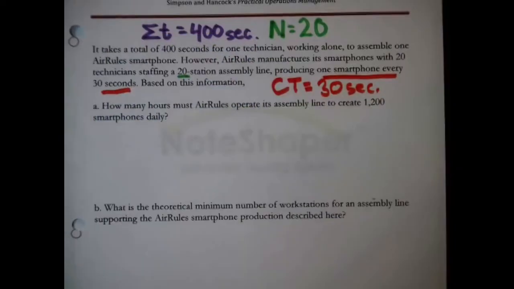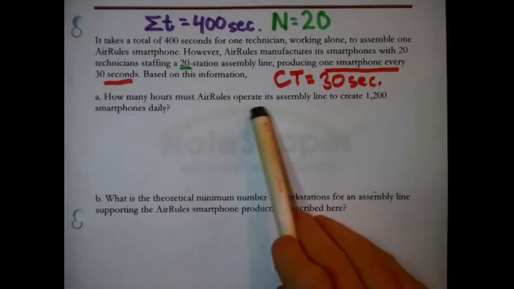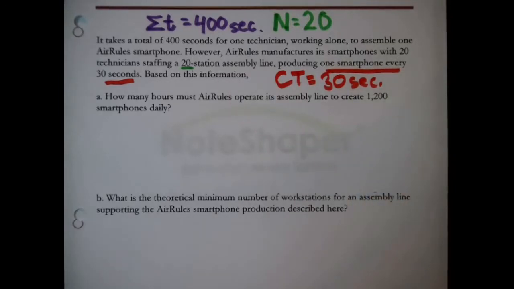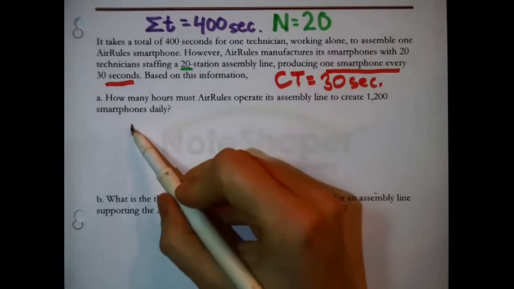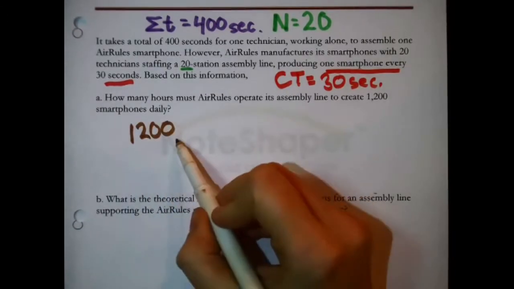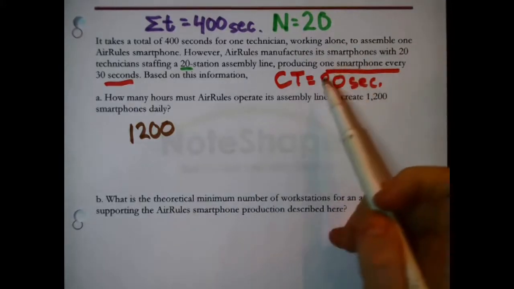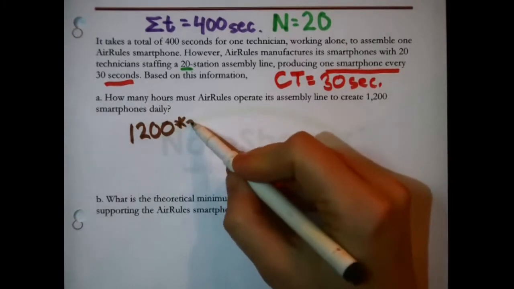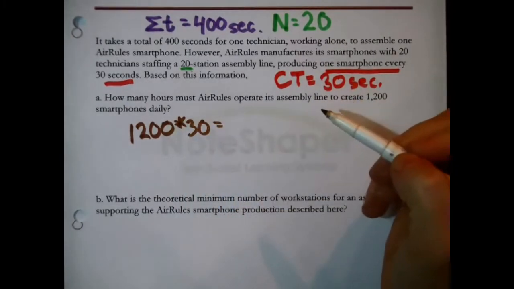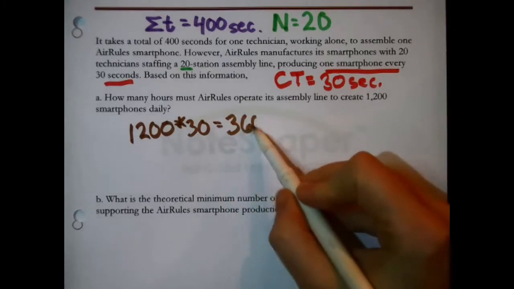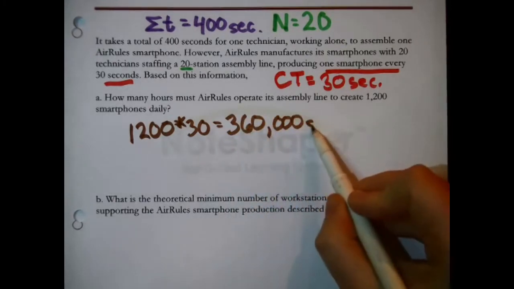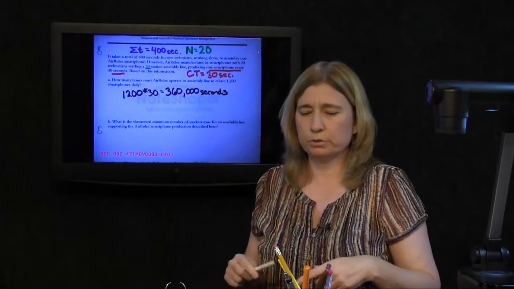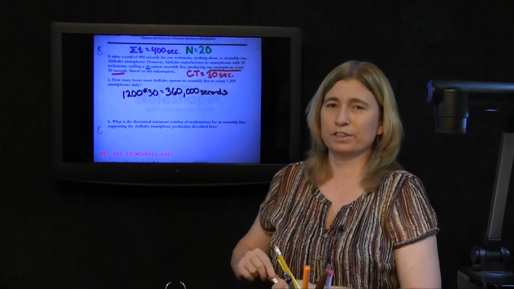Let's look. How many hours must Air Rules operate its assembly line to create 1,200 smartphones daily? Well, that's really just logic. It's not a formula or anything. They're saying they want to create 1,200 phones, and we were just told that one smartphone is produced every 30 seconds. So if I said 1,200 times 30, I get a large number, basically 360,000 seconds. If you want to produce 1,200 phones, that's going to take 360,000 seconds.